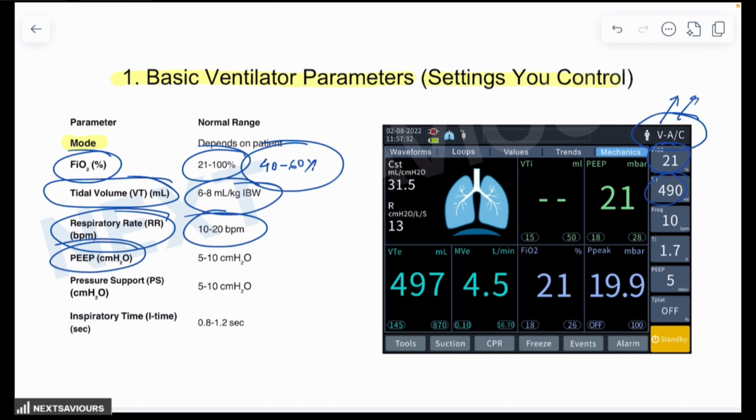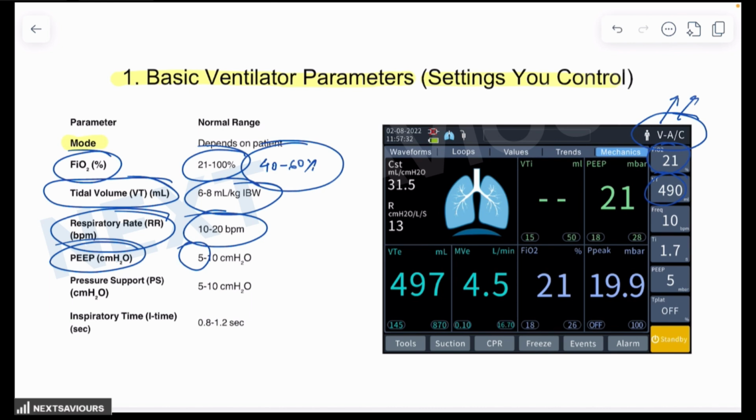The PEEP is extremely important because this is the baseline pressure responsible for keeping the alveoli open at the end of expiration. Majority of the times the range is 5 to 10 centimeters of water, but most of the times it is kept at around 5 centimeters of water. In some conditions it can be increased. This is the baseline pressure responsible for preventing the alveoli from collapsing.